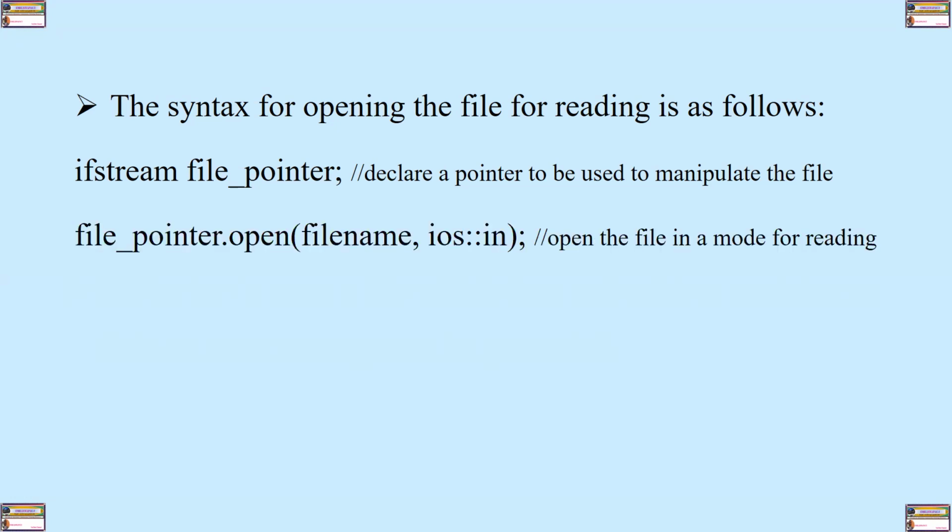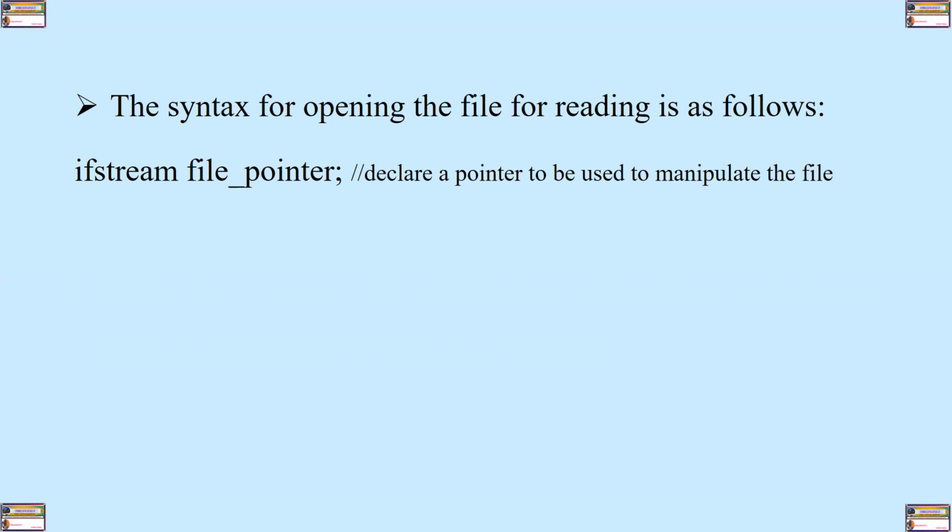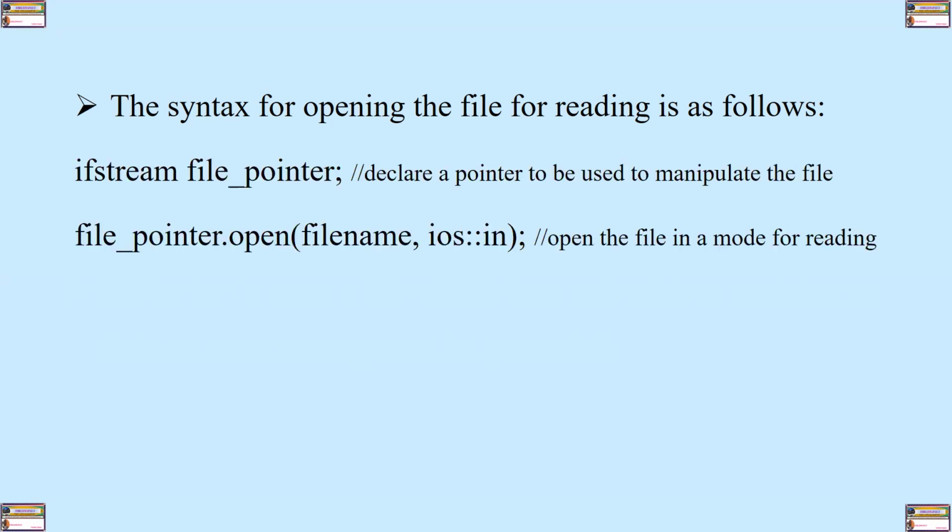For example, filepointer.open(filename, ios::in), and we are opening it in reading mode. So this is the syntax. First, you declare a pointer. Second, you open the file in a mode that is appropriate for reading, which is in. For example, if you want to open our file that we have created using a new pointer called studentpointer, then we can have it as ifstream studentpointer. That's the name of my file pointer.